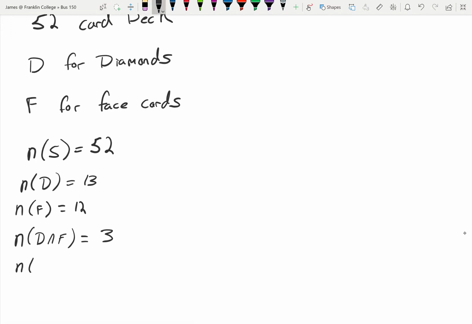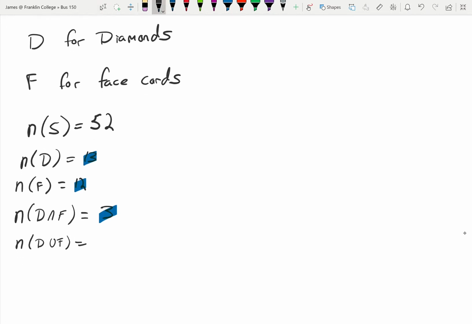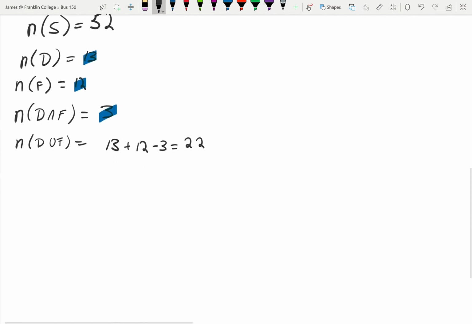And then we would also want D union F. The number in D union F, if you remember the counting principle, is all that are in D plus all that are in F minus the intersection. So 13 plus 12 minus 3 will equal 22. So that's the number of cards that are diamonds or face cards.